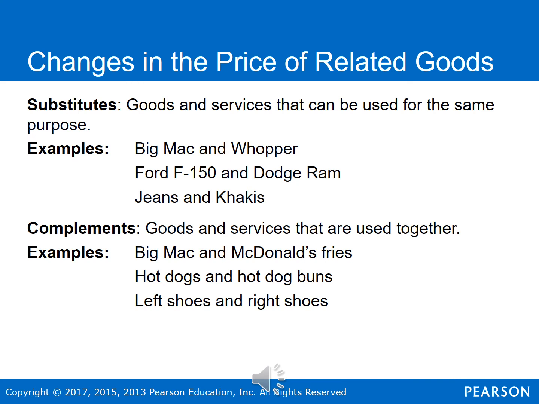The next variable that shifts demand curves is the change in the price of related goods. And again, there are two types of goods we're going to be looking at for this. First is substitute goods. These are goods or services that can be used for the same purpose. So for instance, a Big Mac and a Whopper, a Ford F-150 and a Dodge Ram, jeans and khakis. These all serve the same purpose. So when consumers are trying to meet their need, they'll decide between these options. There's also complements. Complements are goods and services that are used together. So for example, Big Mac and McDonald's fries, typically consumed together. Hot dogs and hot dog buns, left shoes and right shoes, if that's something you could purchase separately.